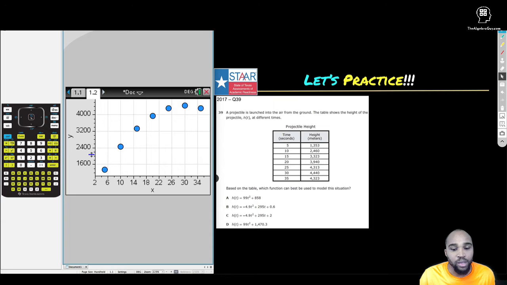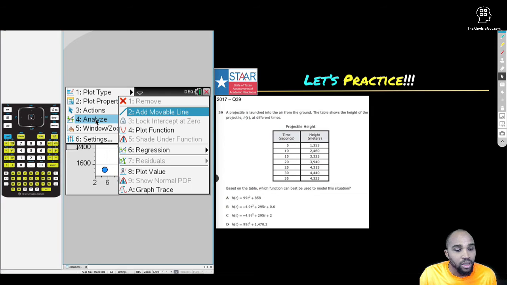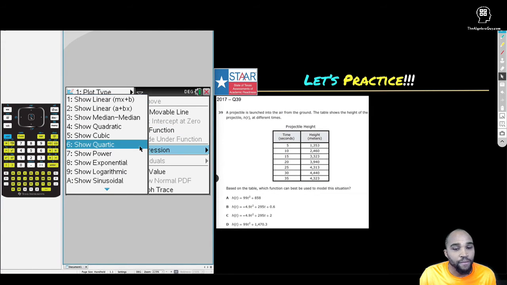But I don't know the equation, so none of this is going to help me. Now I could put all these in my calculator and kind of get an idea, but wouldn't it be better if the calculator would just tell us what this is? So I'm going to ask the calculator to do just that. I'm going to go to menu, and I'm going to ask that it analyze these points. I'm going to go to regression, and I'm going to look for the parent function that most resembles those points.